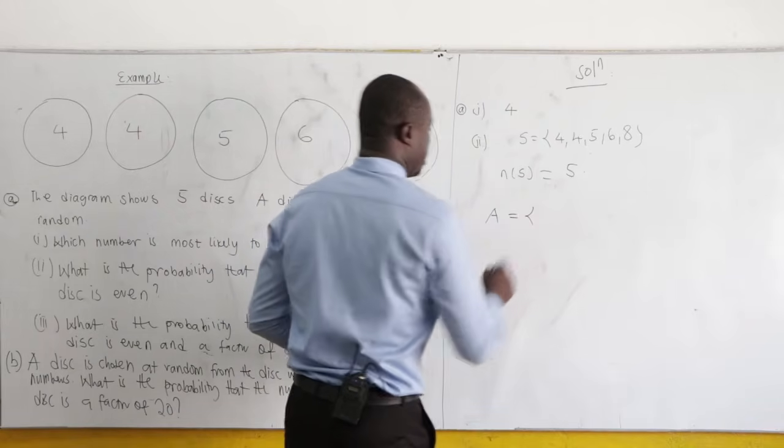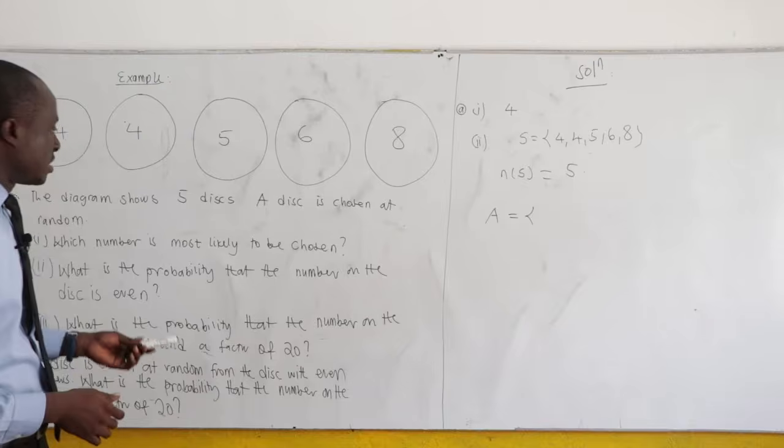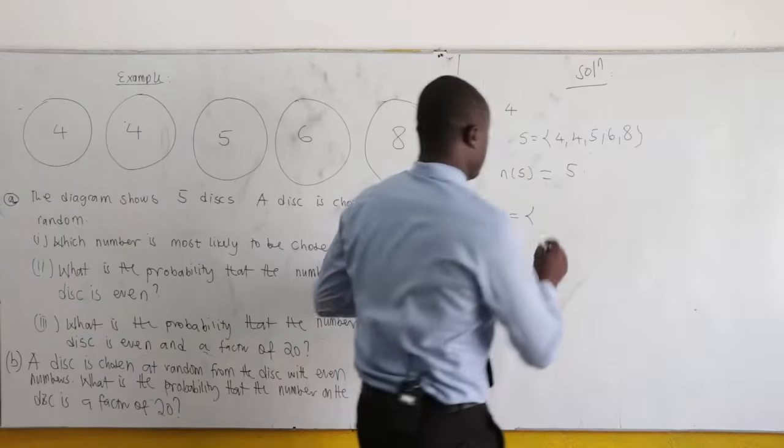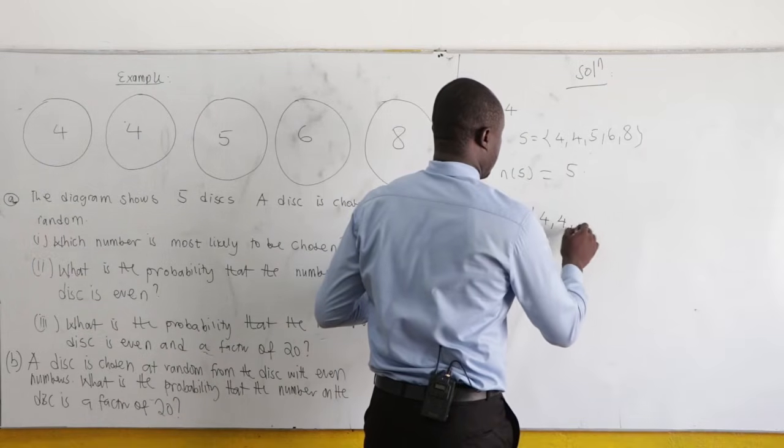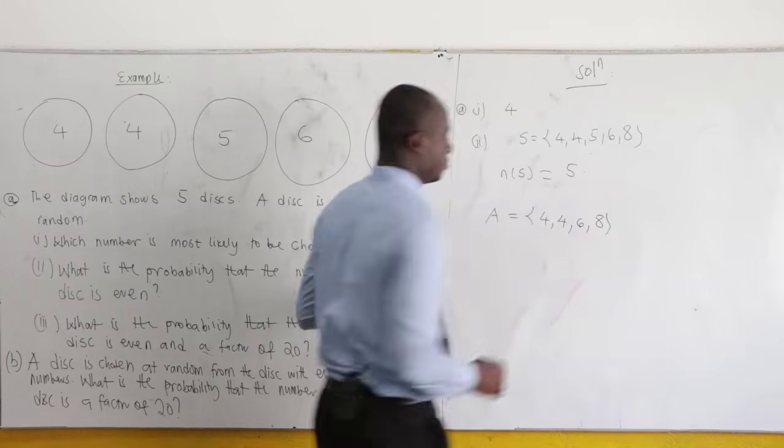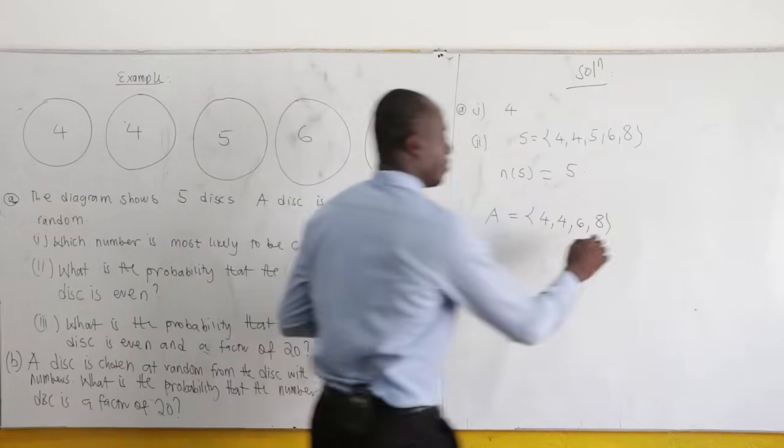Now, let's suppose that A is the event of selecting even numbers. So the even ones will be what? 4, 4, 6, 8. These are the even ones. Now, what is the number of A?